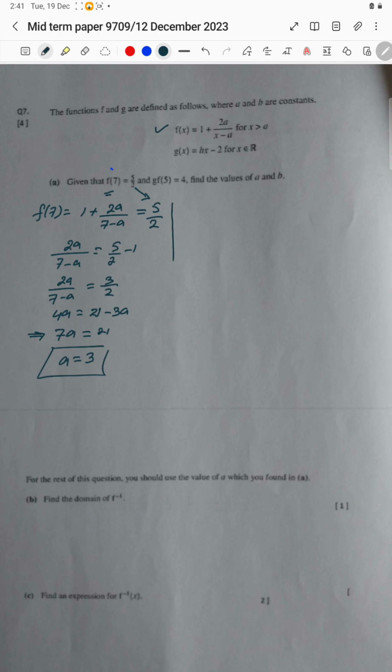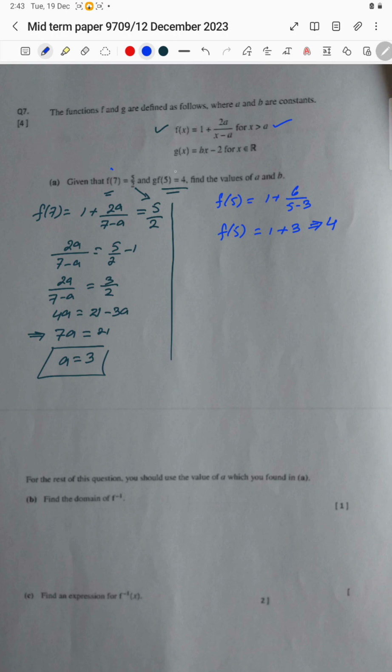Now go with the second part. For the other case, we have to find f of 5 first, because that is the input for g. f of 5 will be with a equal to 3, which we already got. So 1 plus 2 times 3 is 6 over 5 minus 3. After simplifying, we get 1 plus 3, so it is 4. Okay, f of 5 is 4.